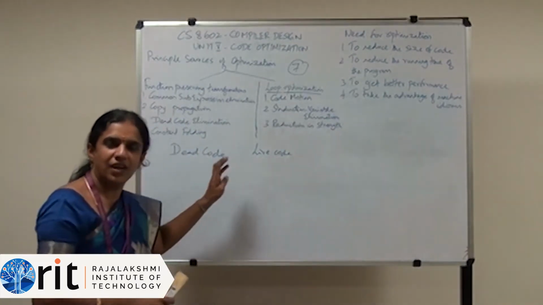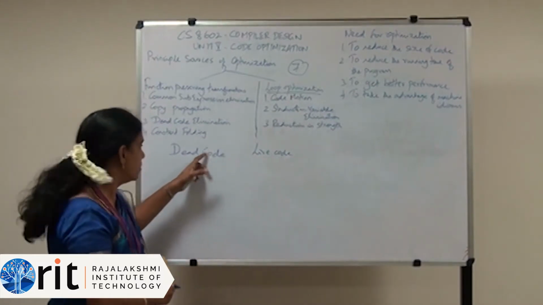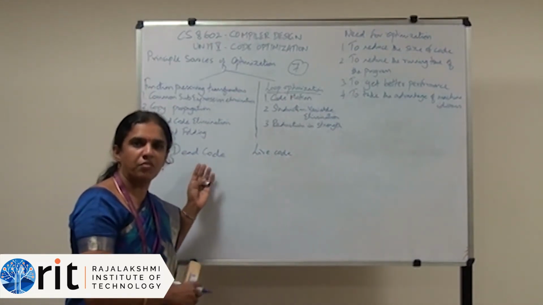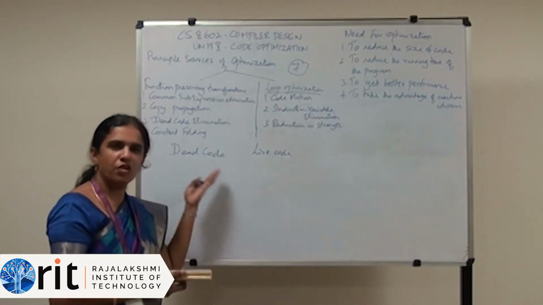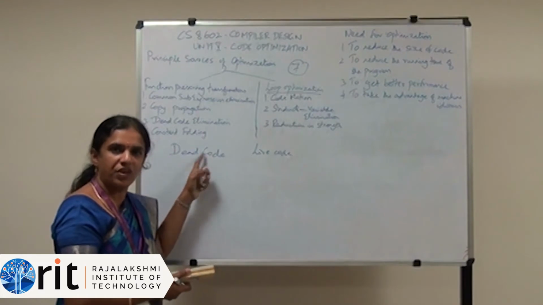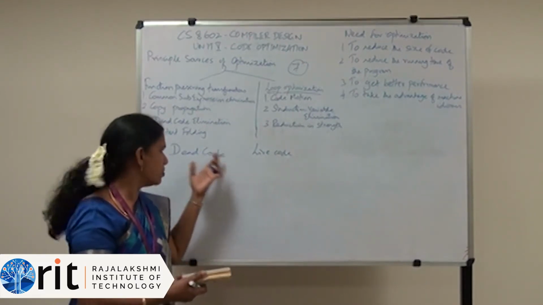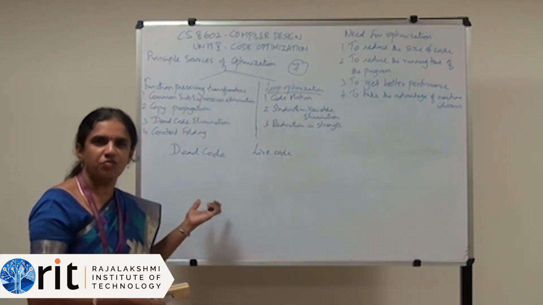Any code which is currently used by the program is called live code. Any code which is not at all used in the program is dead code. In a particular program, we can have some statement, but that statement cannot be used anywhere in the program. That code is called dead code. So we have to eliminate the dead code because there is no use of placing the particular statement. It is a wastage of memory only.